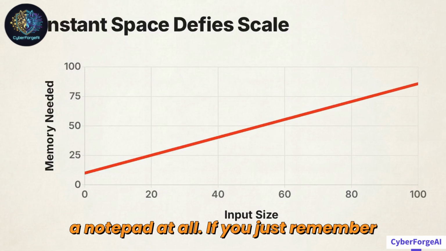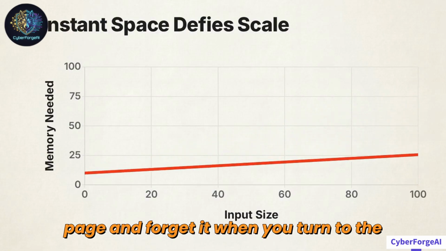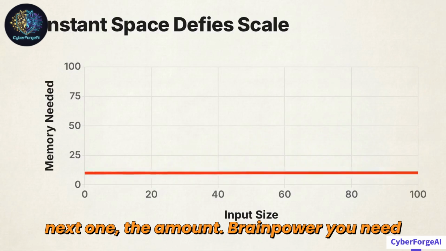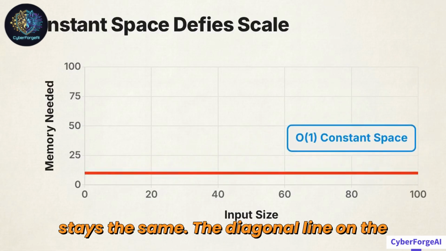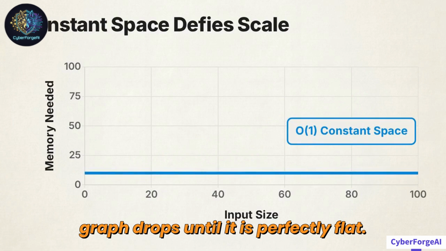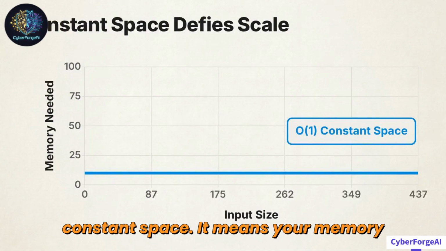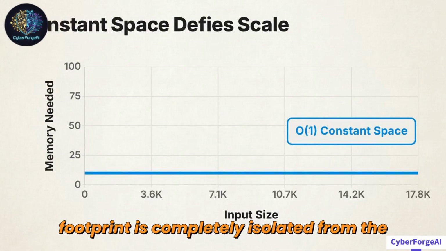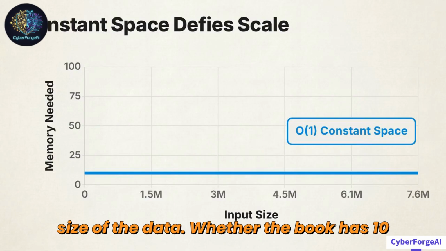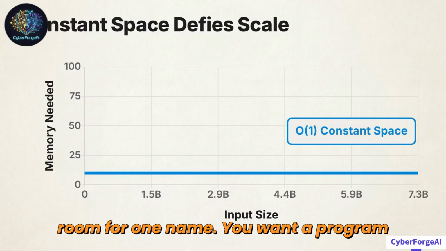Now, imagine if you didn't use a notepad at all, if you just remember the name of the person on the current page and forget it when you turn to the next one. The amount of brain power you need stays the same. The diagonal line on the graph drops until it is perfectly flat. We call this flat line O of 1, or constant space. It means your memory footprint is completely isolated from the size of the data. Whether the book has 10 pages or 10 billion, you only ever need room for one name.